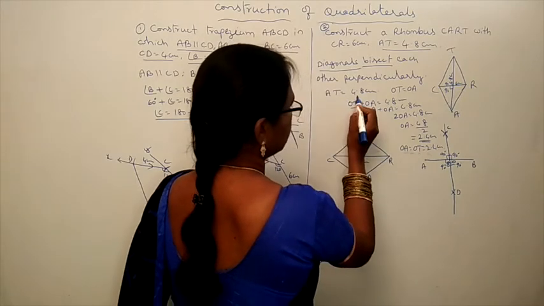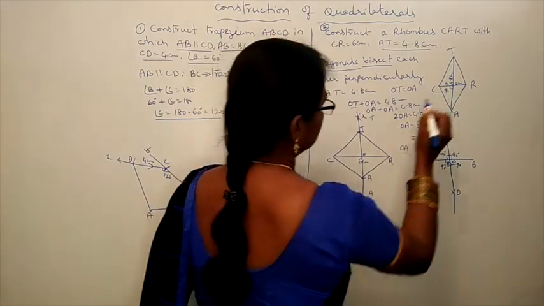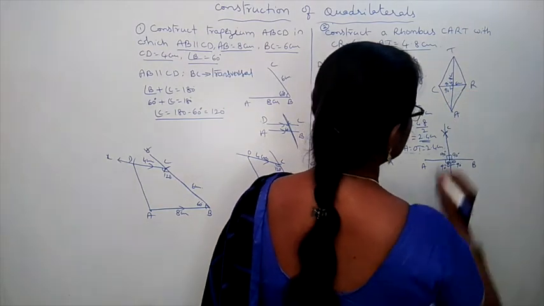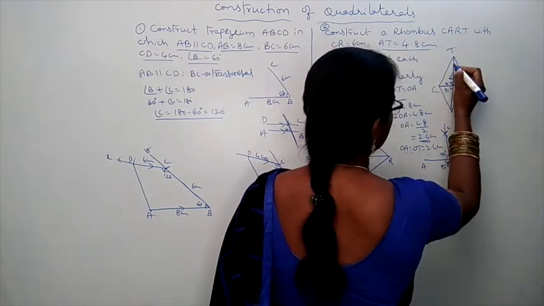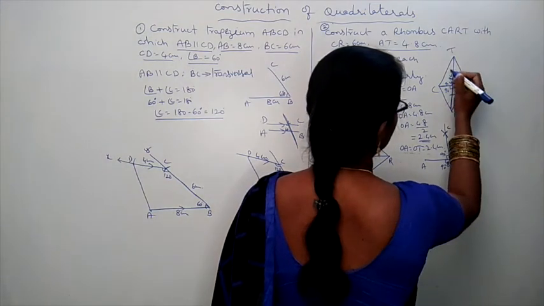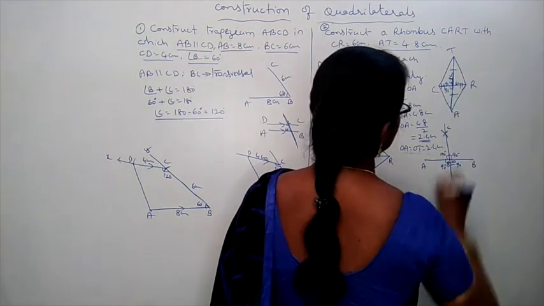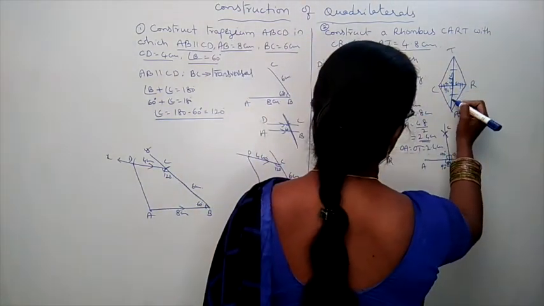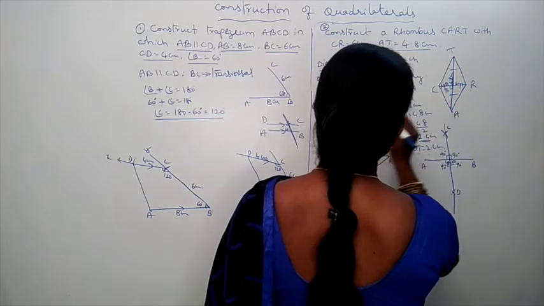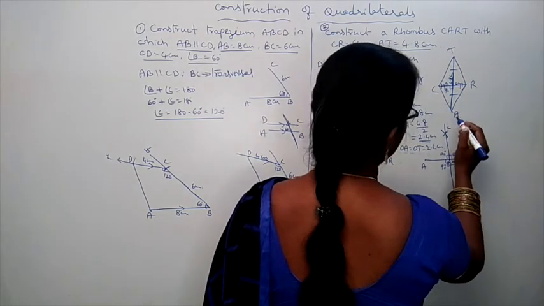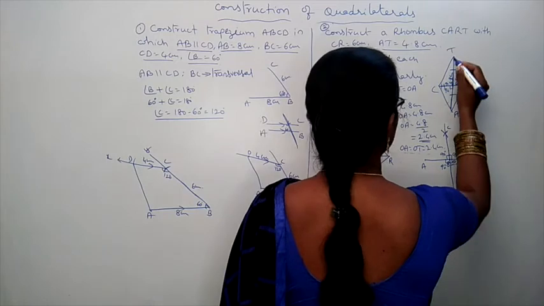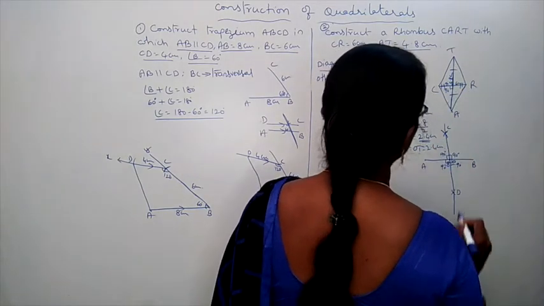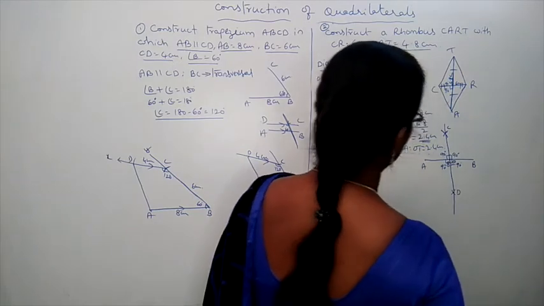Now AT is equal to 4.8. Now OA and OT are equal because these diagonals bisect. Bisect means two equal parts. This is equal to this. Now OA plus OT is equal to 4.8. Instead of OT, what can we write? OA, because OA and OT are equal. Now OA plus OA is 4.8, so OA is equal to 2.4. Then OA and OT are 2.4 centimeter.